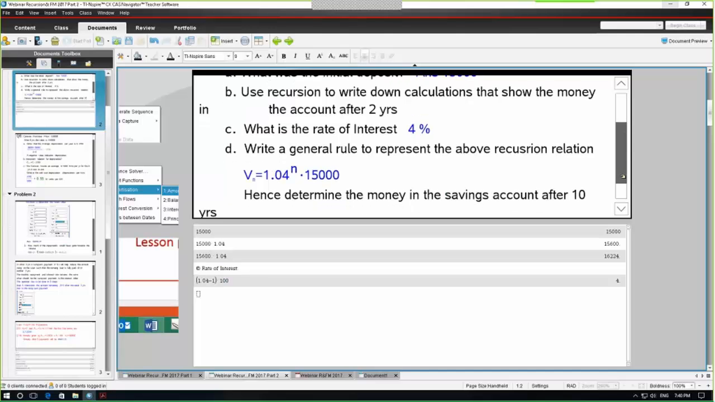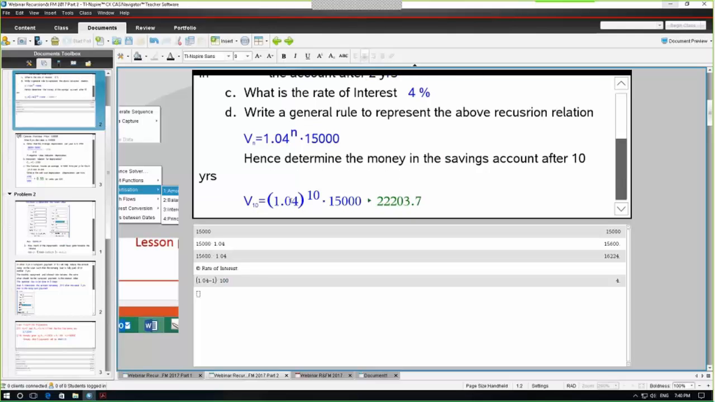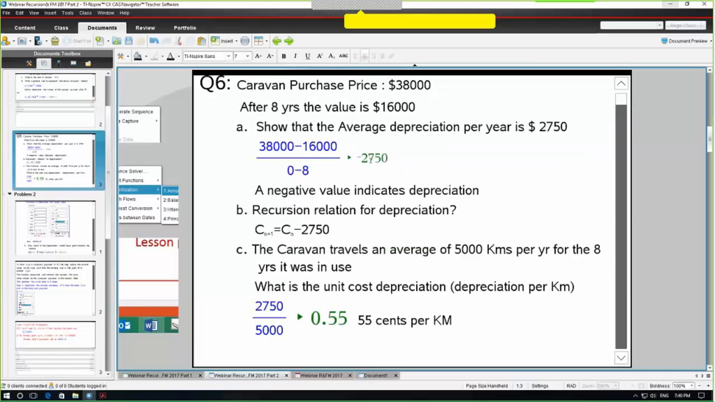And then it says, hence determine the money in the savings account after 10 years. So in this case, I've used the general rule, and it gives me the output. Then that's the next question there. So that's again an exam question. So the purchase price for the caravan was 38,000, and after 8 years, its value is 16,000. So it's depreciated. So what's the average depreciation per year? It's going to be the initial value minus the current value over 8 years, and the negative sign basically tells us it's depreciation. So the depreciation is $2,750 per year.